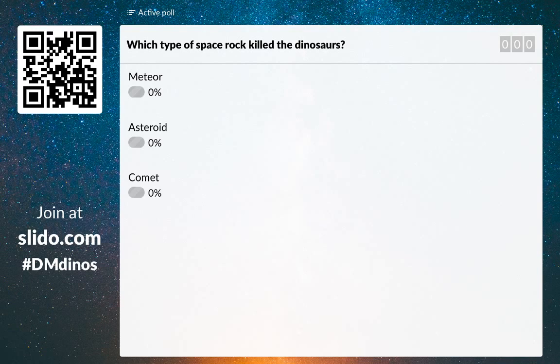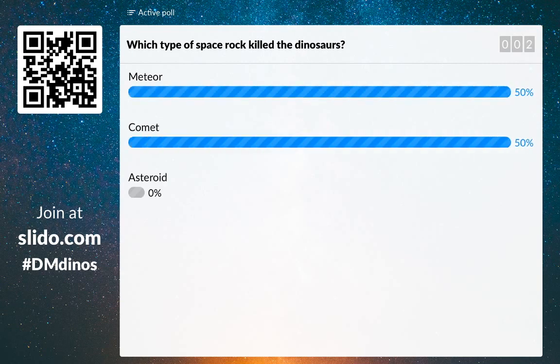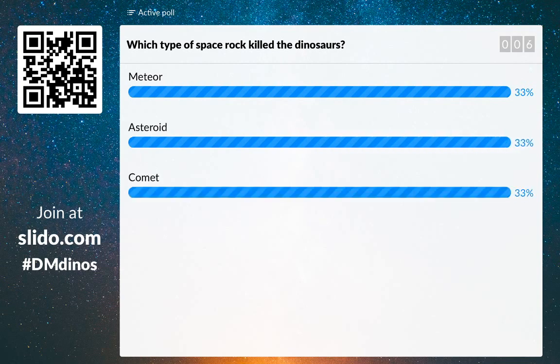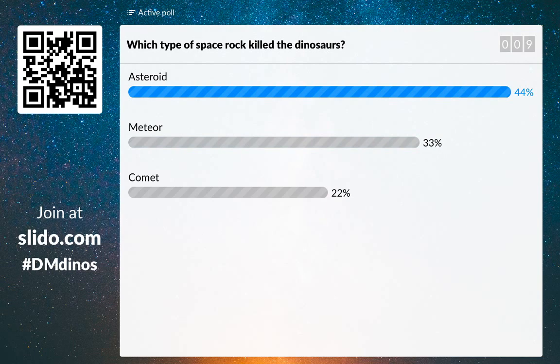While you vote. No one's voting so far. Oh, here we go. Interesting. So asteroid seems to be quite popular at the moment. Again, if you want to join in the poll and you haven't done so, just go to slido.com and use that hashtag DMDinos in the event box to join the poll. I'm just going to leave this running a little bit longer. Very interesting.